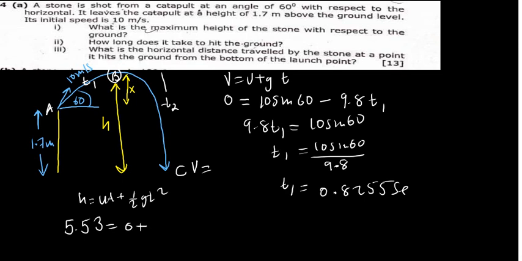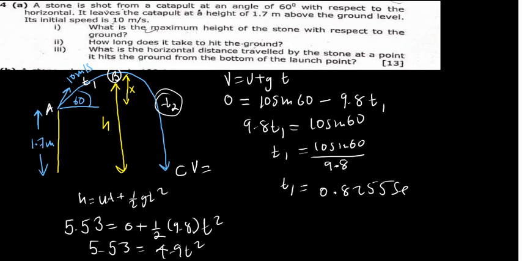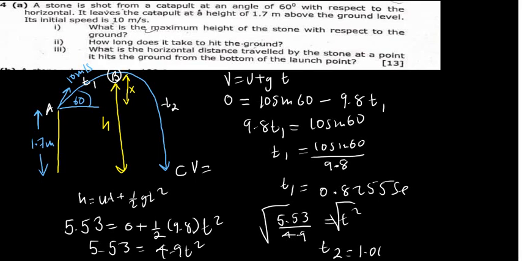Now here in this motion from B to C, the stone is dropping, so g is positive 9.8. And then we have t squared. This will give us 5.53 being equal to half multiplied by 9.8, that will give us 4.9, and then t squared. And remember, this t squared is t2 squared. So from here we're going to divide both sides by 4.9, so 5.53 divided by 4.9 is equal to t squared, and then we square root both sides. Therefore t2 is going to give us 1.062.